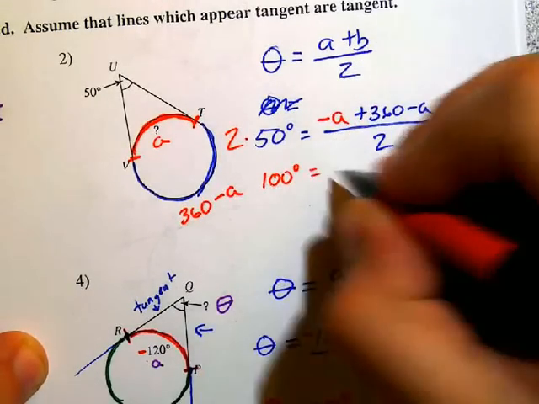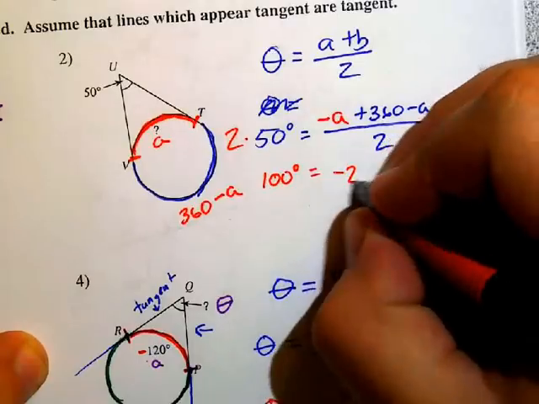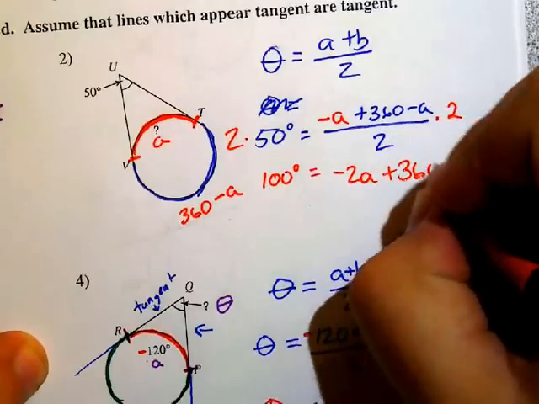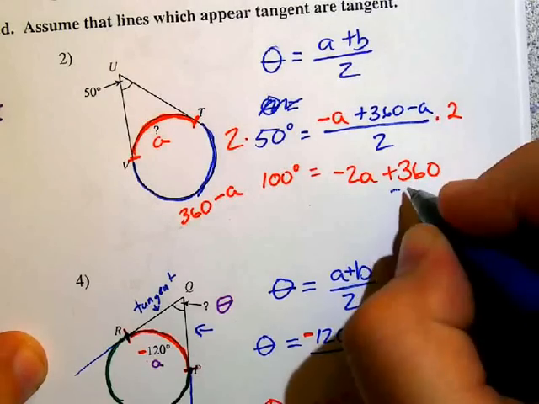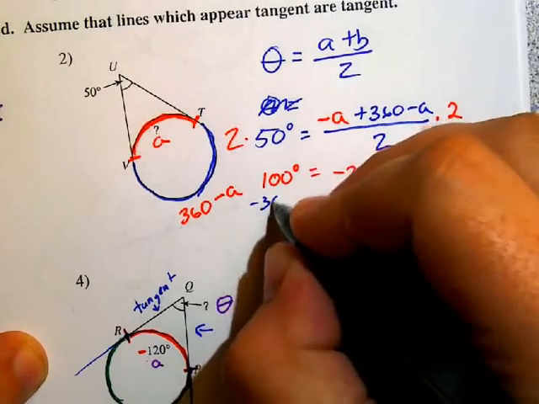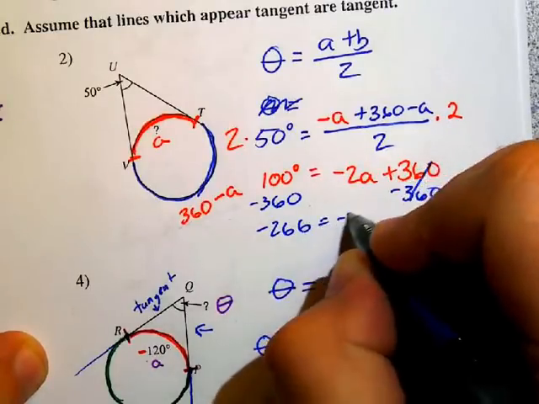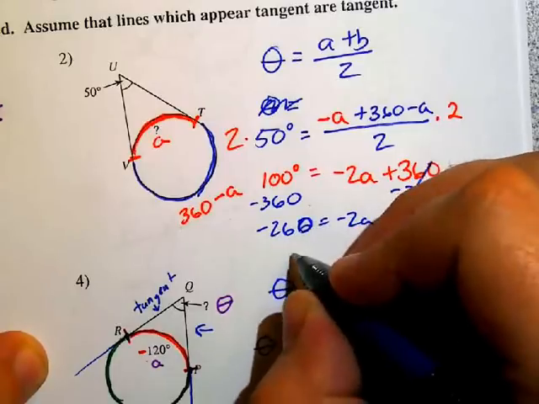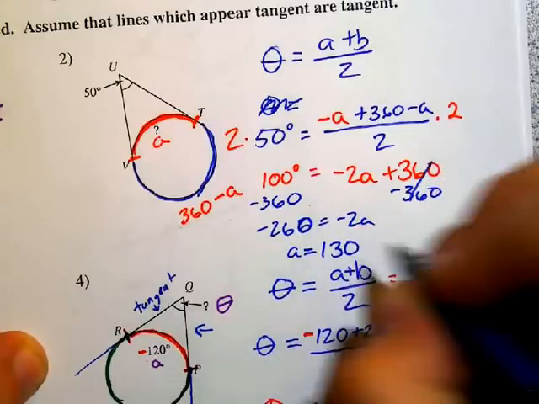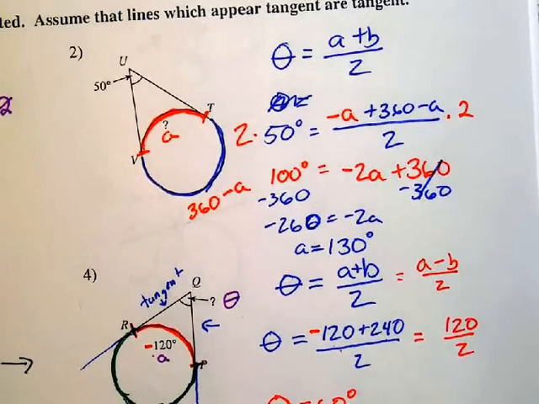Now, how do I solve this? I want to get rid of the divide by 2 first, so I'm going to multiply both sides by 2. And I'm going to get 100 degrees equals negative A plus negative A is negative 2A plus 360. So if I subtract 360 from both sides, then I'm going to get negative 260 equals negative 2A. Divide both sides by negative 2, that's 260. Then I'm going to get A equals 130 degrees.